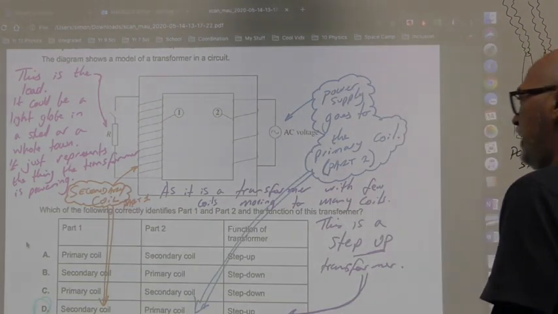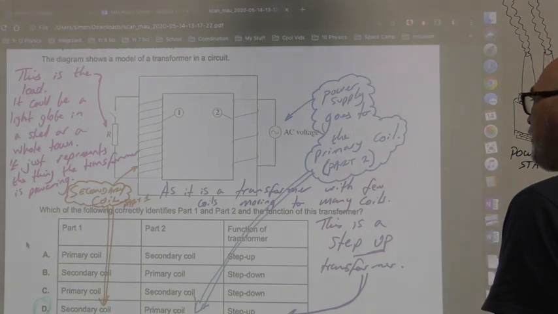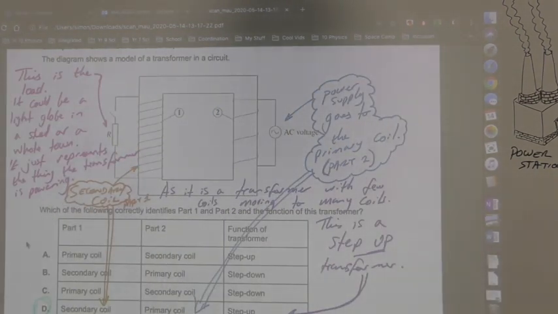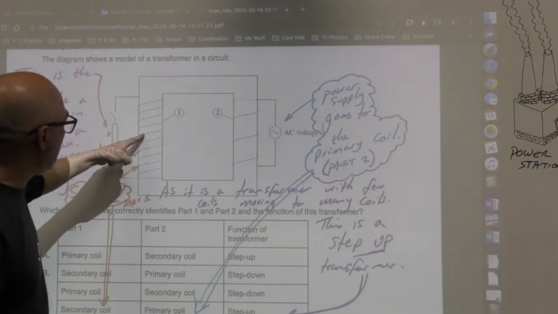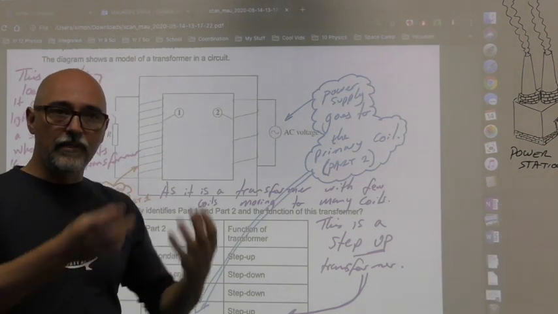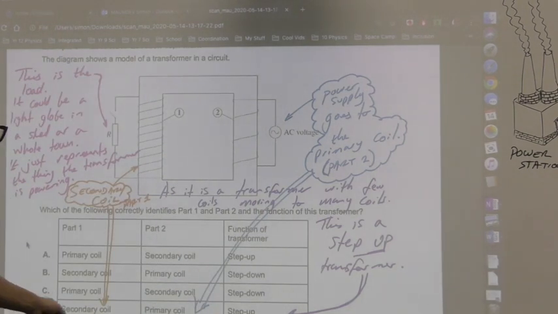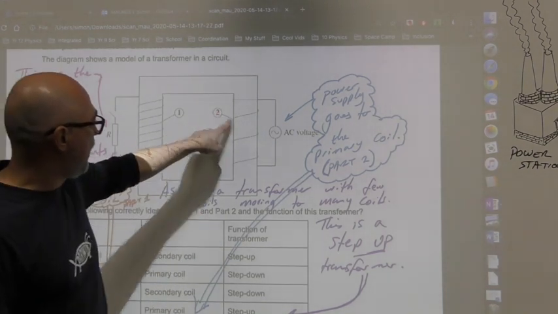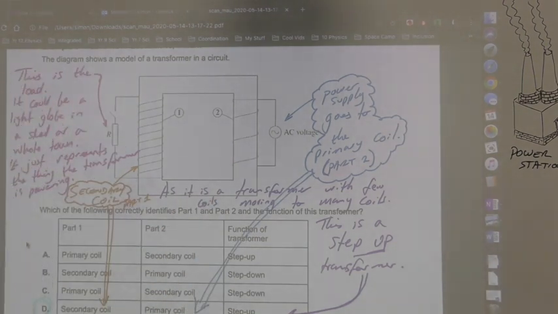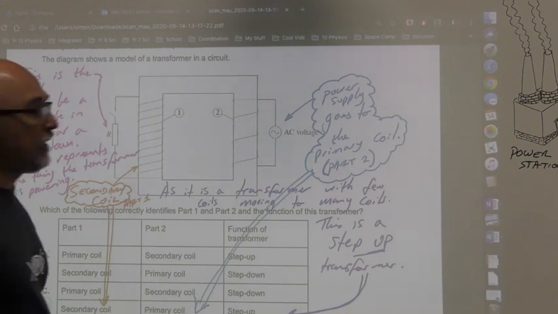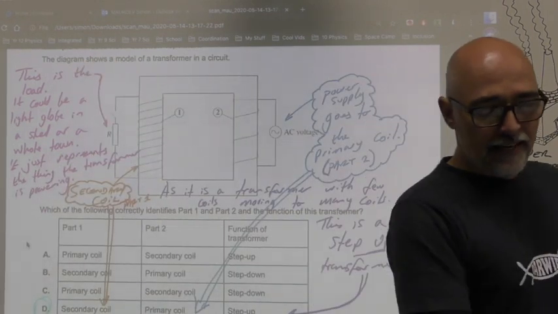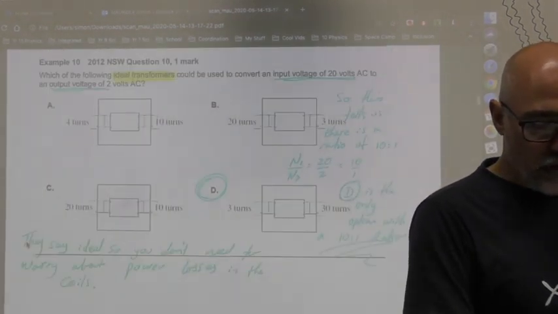Which of the following correctly identifies part 1 and part 2 and the function of this transformer? Part 1 is the secondary coil, because the secondary coil is the one that takes the voltage and changes it. Part 2 is the primary coil. Yes, that is the primary. The primary always takes the voltage in the first place. And what is the function? It's a step-up transformer. Few coils, too many coils is a step-up transformer. Everything there is explained as to why.